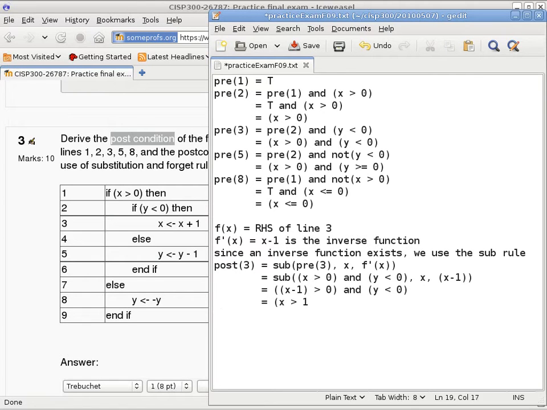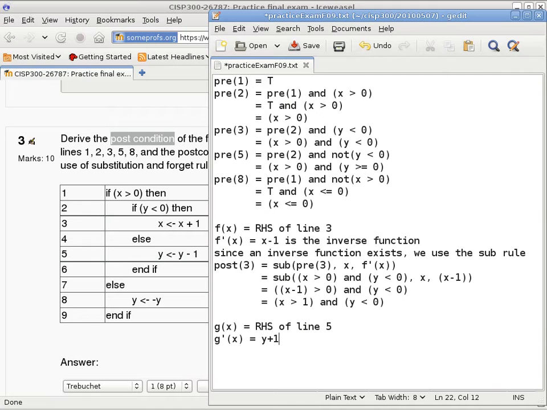Okay, with post 3 gone, we can now move on to post 5, which is pretty much the same thing. I can use another letter. G of x is the right-hand side of line 5. So g prime of x is just going to be y plus 1 because the original function is y minus 1. To reverse that, we just have to add 1 to y. Oops, used the wrong symbol right there. Okay.